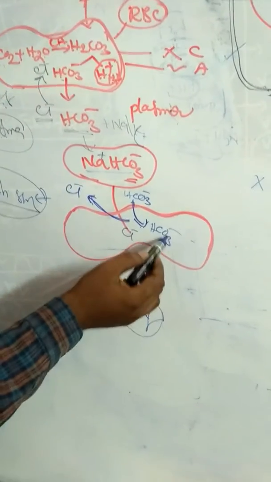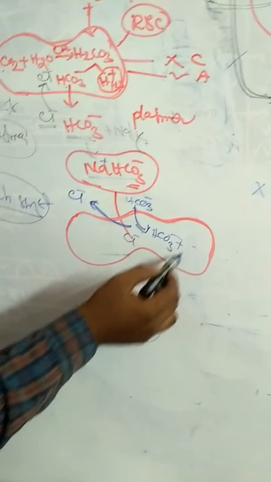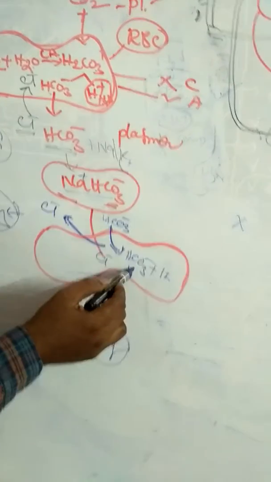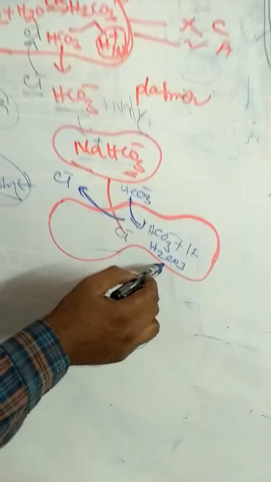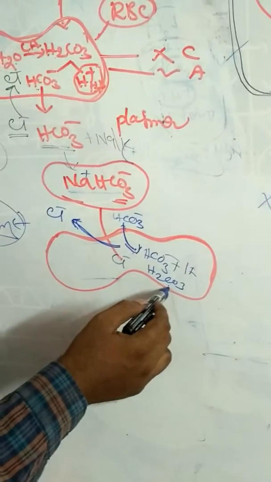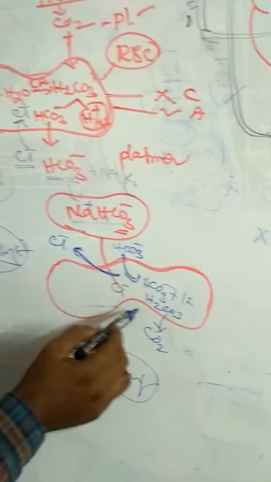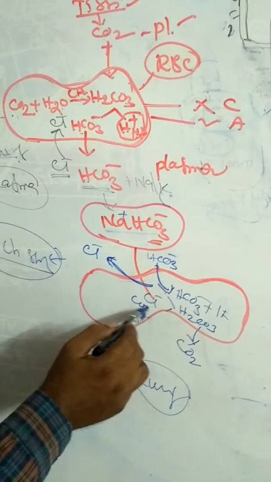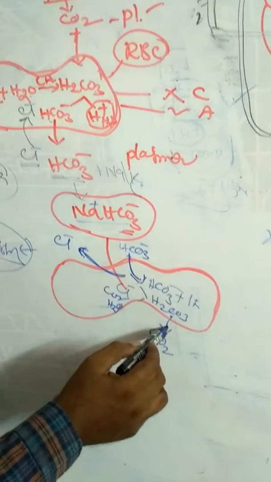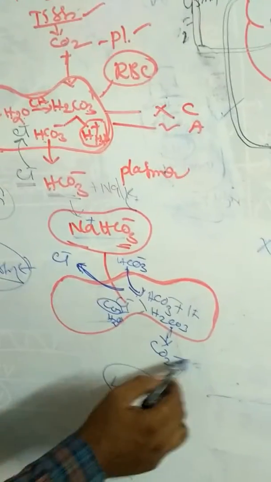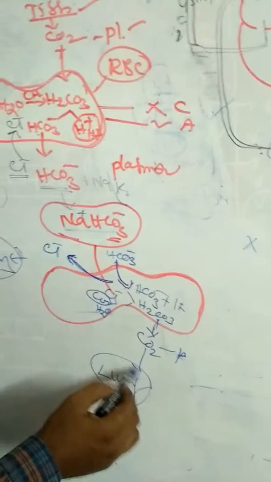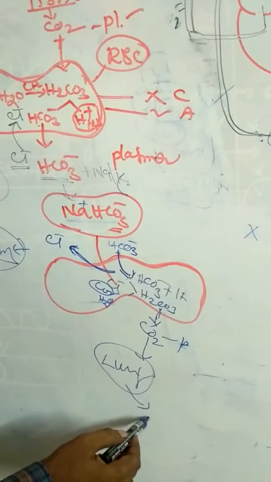Then HCO3 enters the RBC and combines with H plus to form H2CO3. It dissociates into CO2 and H2O. This CO2 enters into the plasma, and from the plasma to the lungs and outside, to the atmosphere.